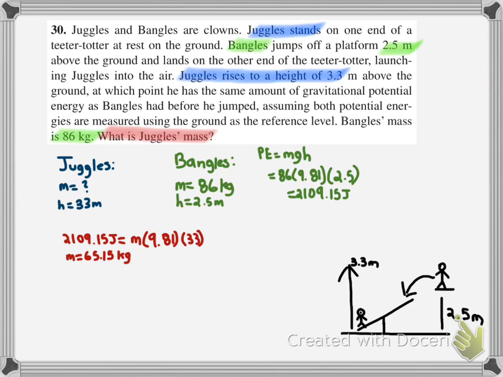So our next step is using that potential energy. You use again the potential energy equation, except since the problem tells us that they will have the same potential energy, we know what the potential energy for Juggles is, and we know his height, so we just plug it into the equation and solve for m, which should give you 65.15 kilograms, which is your answer.